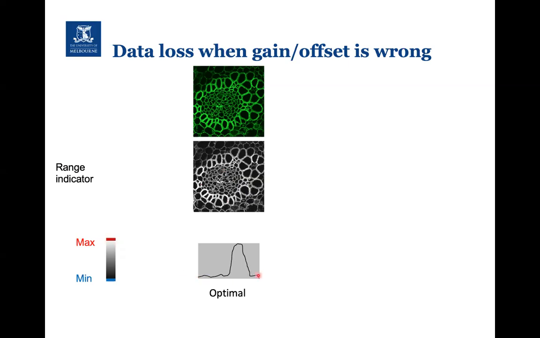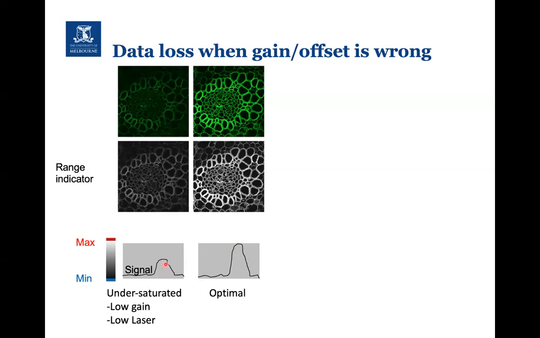Down here, we've drawn a line across one of these objects, and we're looking at the line intensity across. So this is obviously one of the brighter bits, and this is in the background. And this is the dynamic range of our detector, from minimum up to maximum. In this case, this is the optimal setting. We've got the low range intensities all the way up, and we can still see those high range intensities.